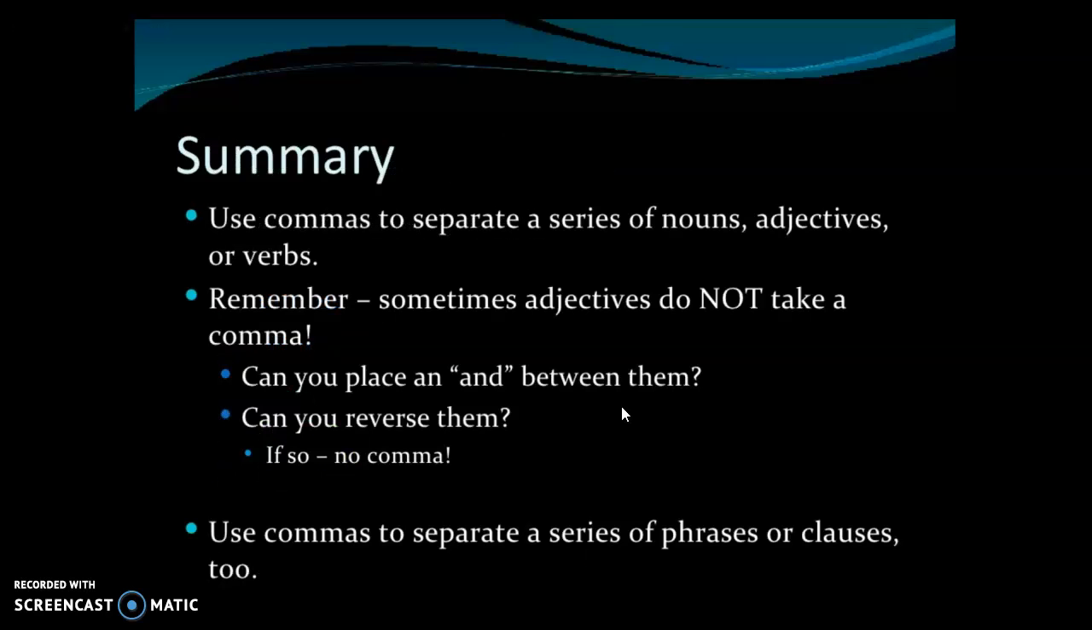In summary, this is only part 1. Use commas to separate a series of nouns, adjectives, or verbs. Remember, sometimes adjectives do not take a comma. And use commas to separate the series of phrases or clauses too.